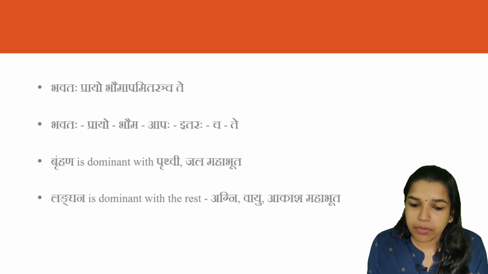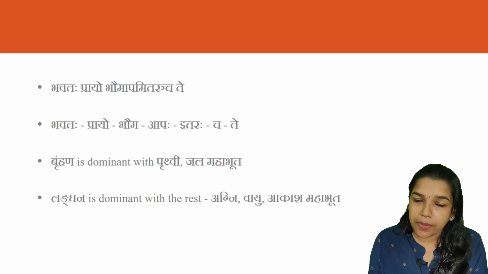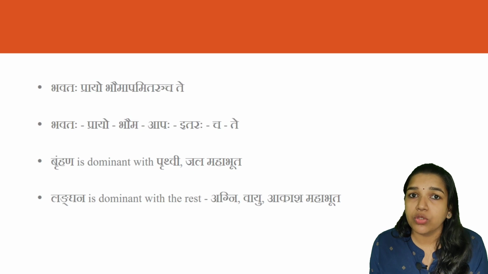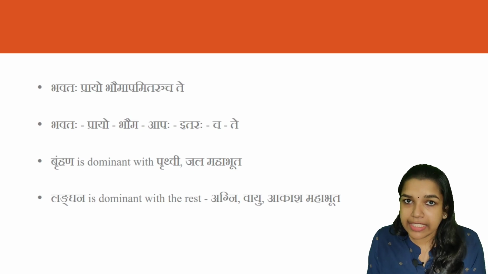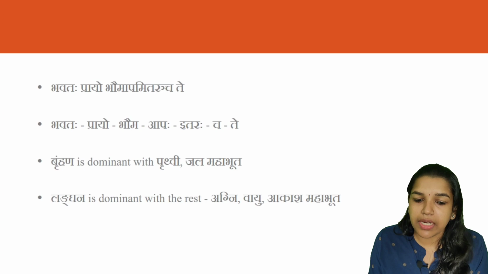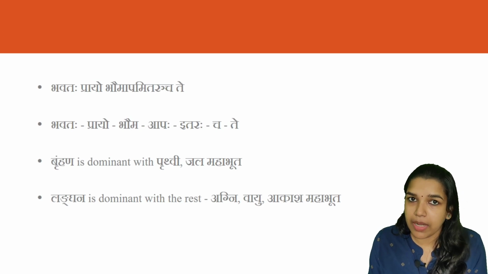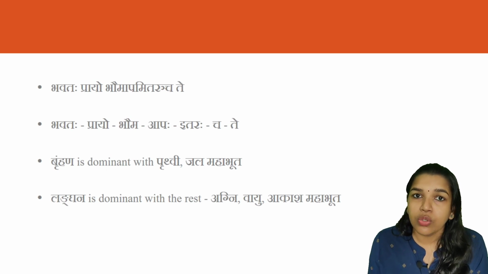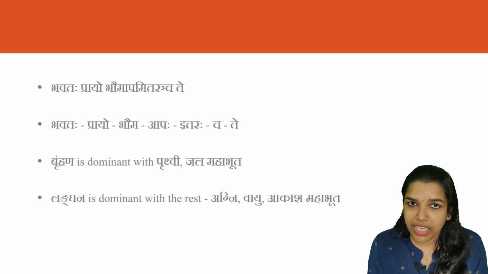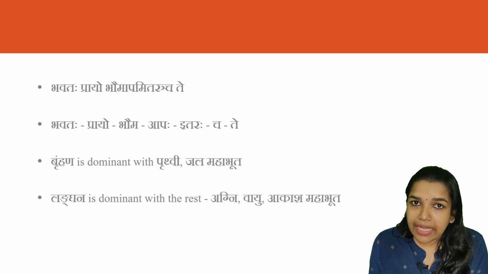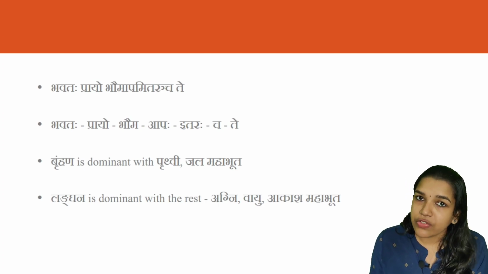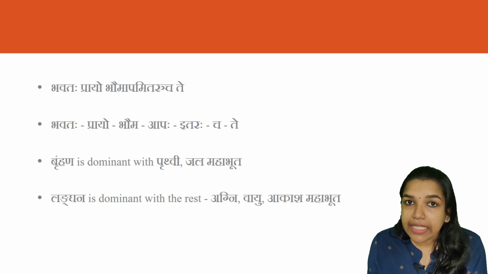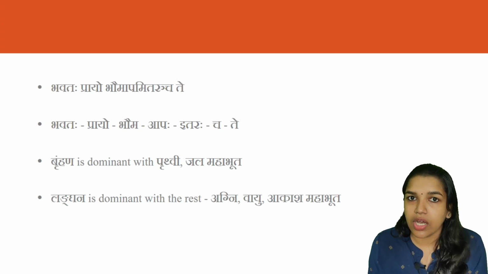Bhavatah prayo bhauma apaha itaraha cha te. And the Panchamahabhuta predominance of these brahmana and langhana dravyas is mentioned here. That is, brahmana is predominant with Prithvi and Jala Mahabhuta, as Prithvi and Jala Mahabhutas have more predominance of Guru Guna, and it will help in increasing the weight or bulk of the sharira. And langhana is predominant with the rest of the Mahabhutas, that is Agni, Vayu and Akasha Mahabhuta. So the langhana dravyas will help in attaining the laghutva of the sharira.